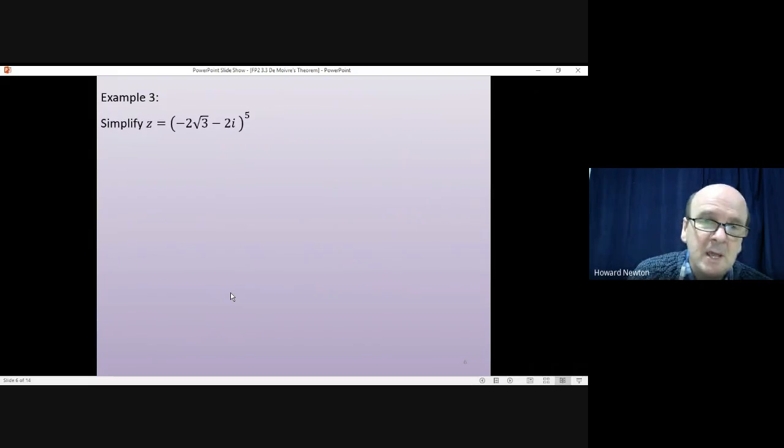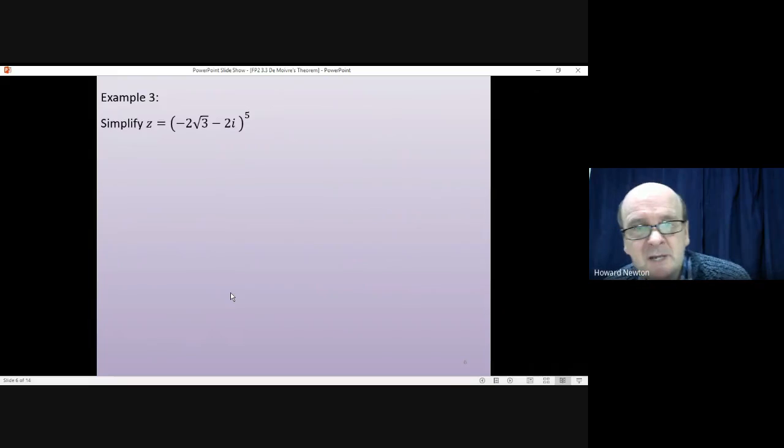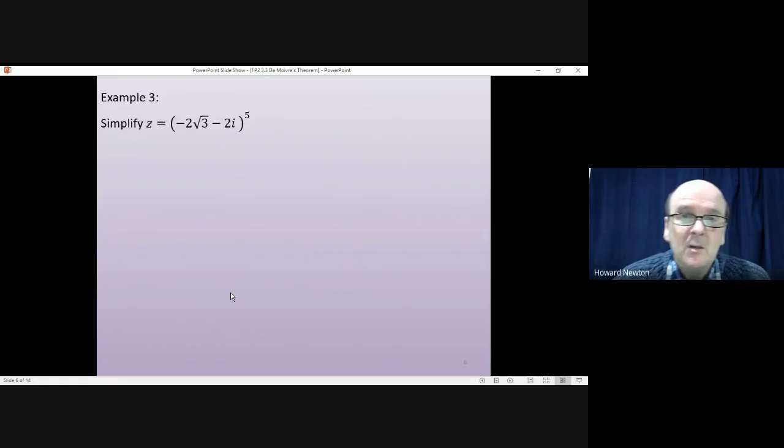Okay, example 3. Again, we've been given a complex number in Cartesian form. We want to do it to the power of 5. We need to find the complex number in modulus argument form. This time we need to take care with theta. Minus 2 root 3 minus 2i will be in the bottom left-hand corner of the Argand diagram. And when we find the angle, it won't be the angle with the positive real axis. So take care when you have to find theta. But I'll let you have a go yourself first. Pause the video, come back to me when you're ready.